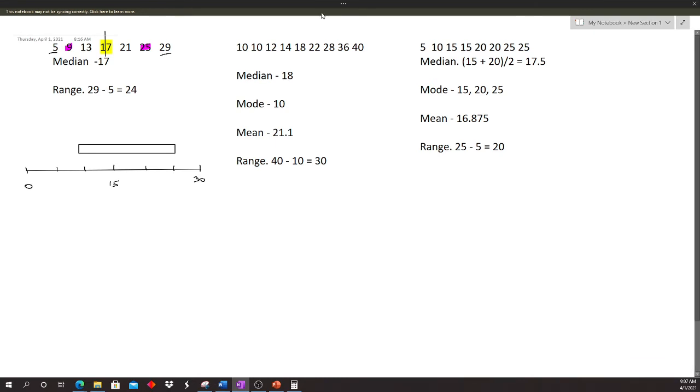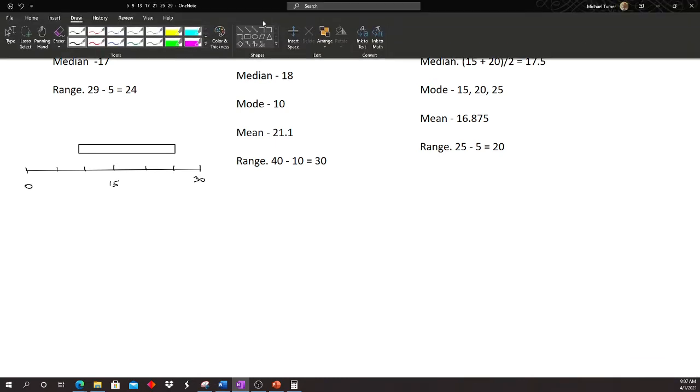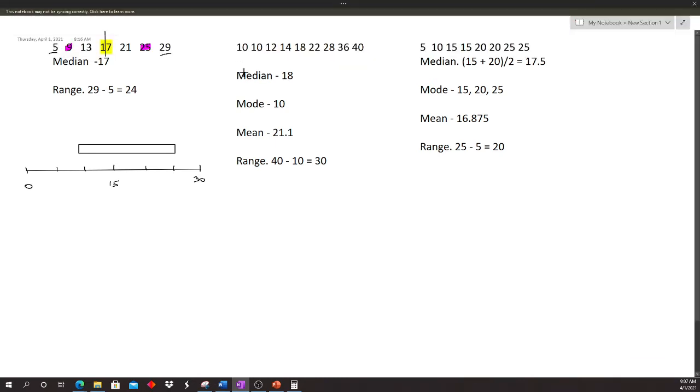It doesn't have to be perfect, especially if you're doing it by hand, but it needs to be close. Okay? And then you're going to have a line where your median is. So our median is 17, so I'm going to have a line inside at 17. So that is the box.